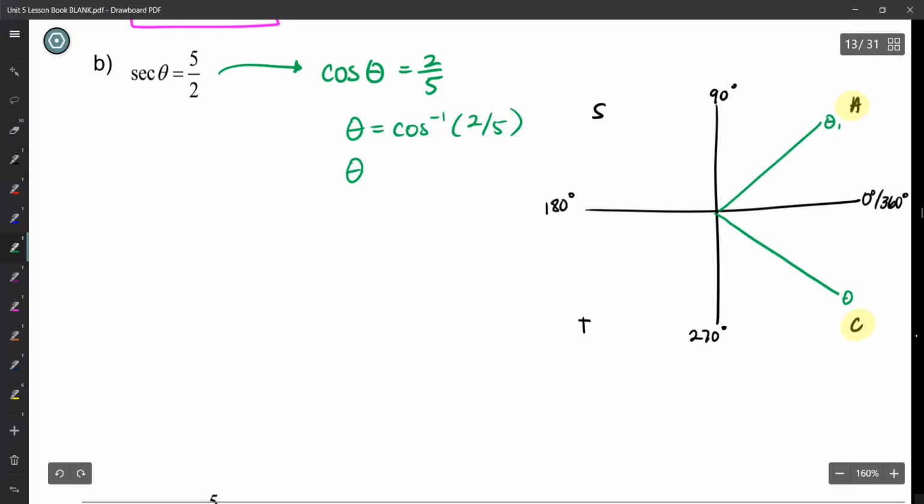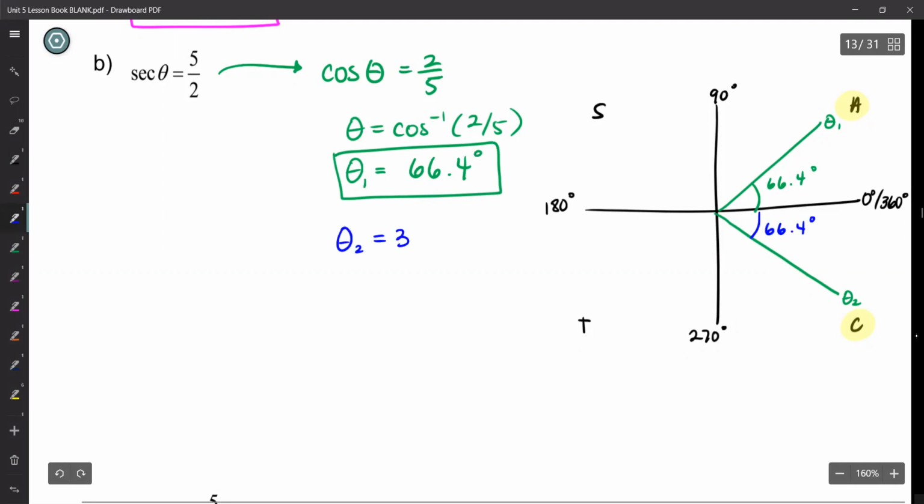Mhm. And that was 66.24. Then I thought I got 66.4. Let me just double check. 66.42. So it should be 66.4. Okay, then I subtracted it from 360 to find theta 2, which was 293.6. And that's it. Perfect. Thank you.